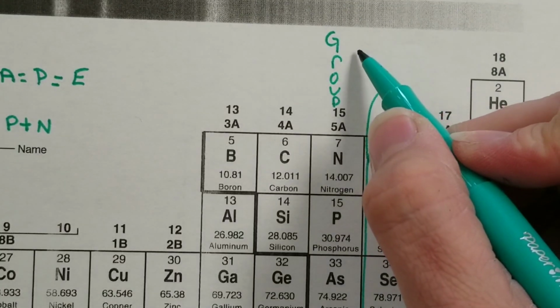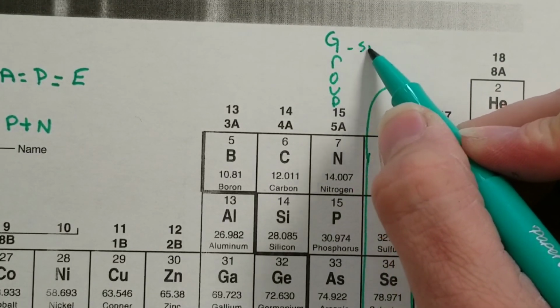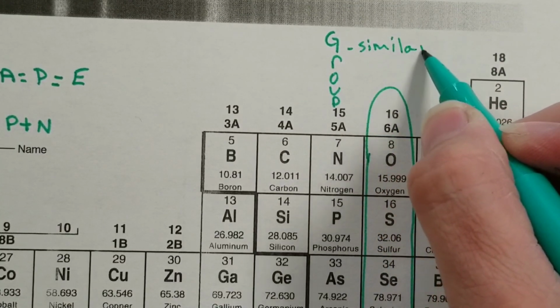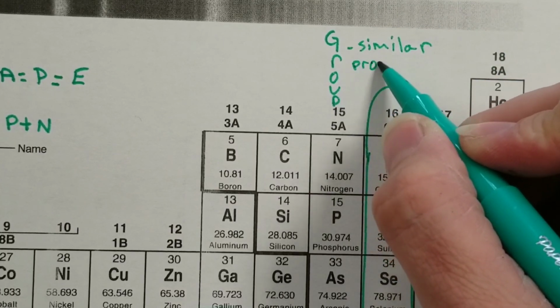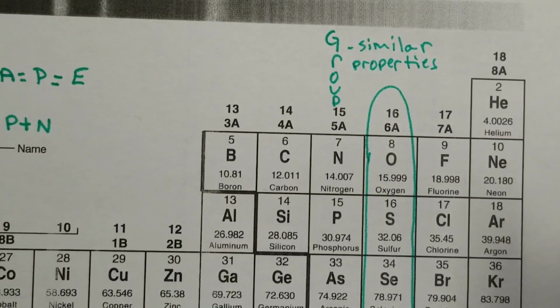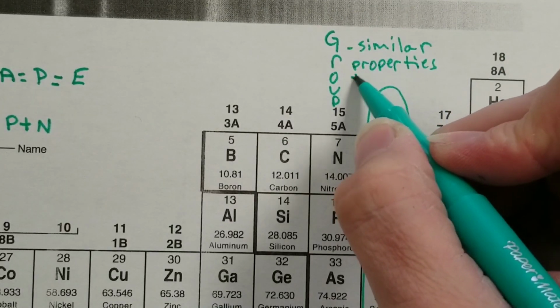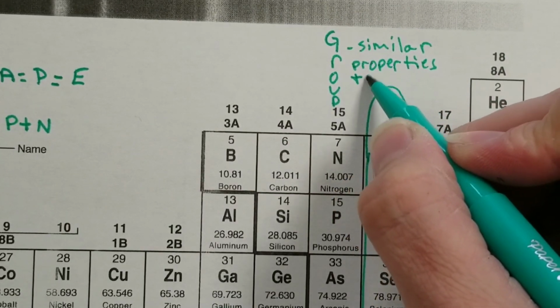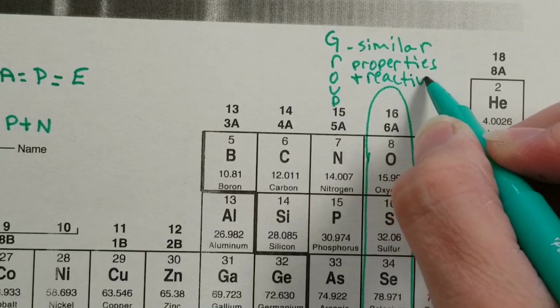And elements that are in the same group, they have similar properties. So when we say properties, think of like metals or nonmetals, and this is true for the majority of these. There are some exceptions, and they also have similar reactivity.